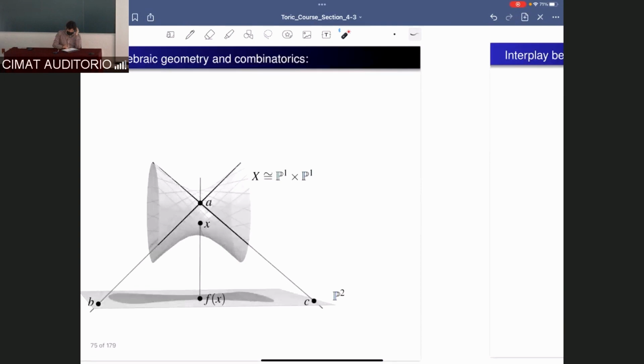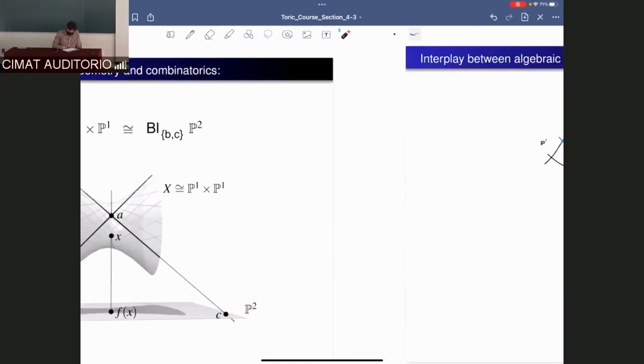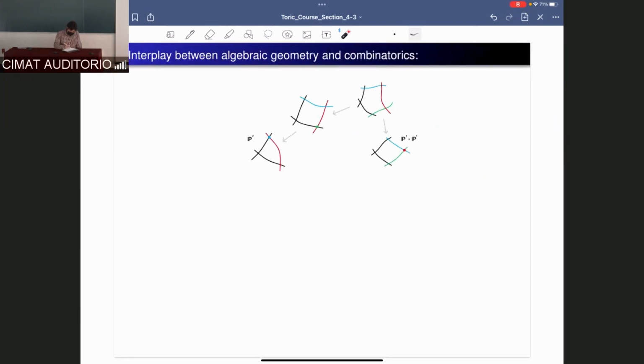So then the claim is that this happens. These are isomorphic. P1 cross P1 blown up at a point is P2 blown up at 2 points. And then again, Gathman writes down the nice proof, and then maybe students write down as well, but with toric geometry, you could do a rigorous proof also like this. This is what is happening.